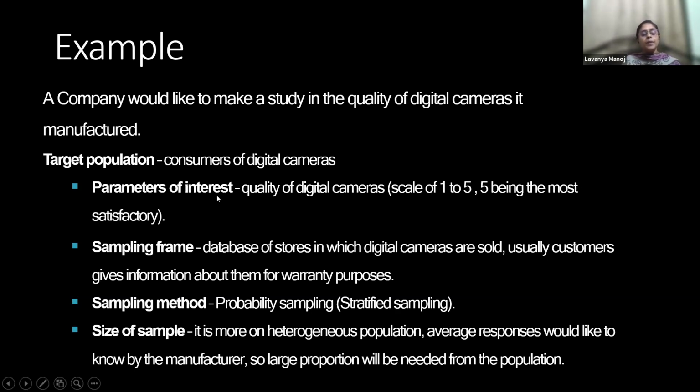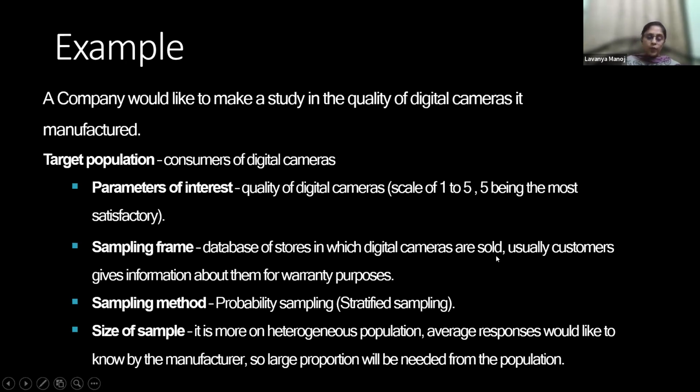Okay. So parameters of interest. How you will fix it is the quality of digital cameras on a scale of 1 to 5, with 5 being the most satisfactory and 1 being not at all satisfied. And then now selecting the sampling frame: the database of stores in which the digital cameras are sold.